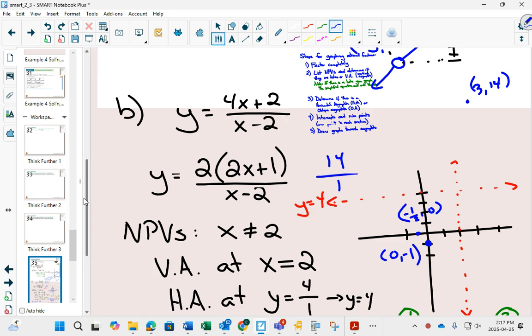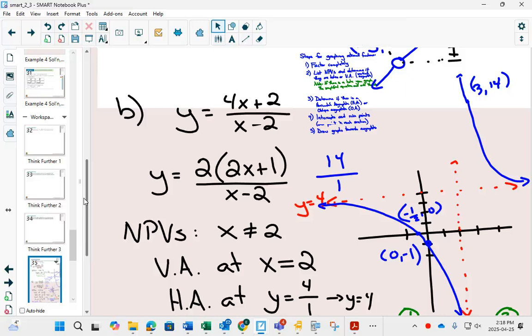And once you have points in each section, you just need to graph towards the asymptotes. And your graph is done. So that's step 5, draw your graph towards the asymptotes. But you need at least 1 point in each section to do that. And that is a more full, all 5 steps of what you need to do.